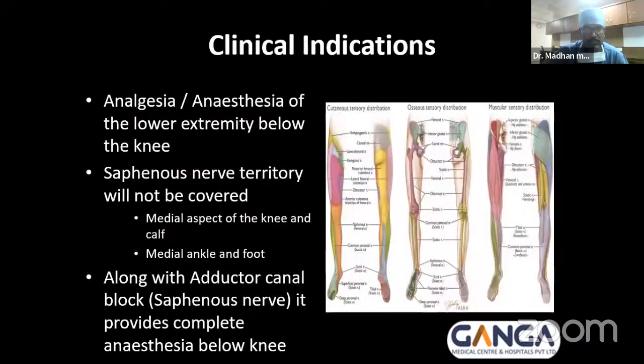Popliteal sciatic nerve block is used to provide analgesia or anesthesia of the lower extremity below the knee. The important point to be noted here is that the area covered by the saphenous nerve is spared. The area covered by the saphenous nerve is the medial aspect of the knee and the calf. This area is usually spared, and it has to be separately blocked by an adductor canal block or femoral nerve block. In the adductor canal, it can selectively block the saphenous nerve. So along with the adductor canal block, it can provide a complete anesthesia below the knee joint.